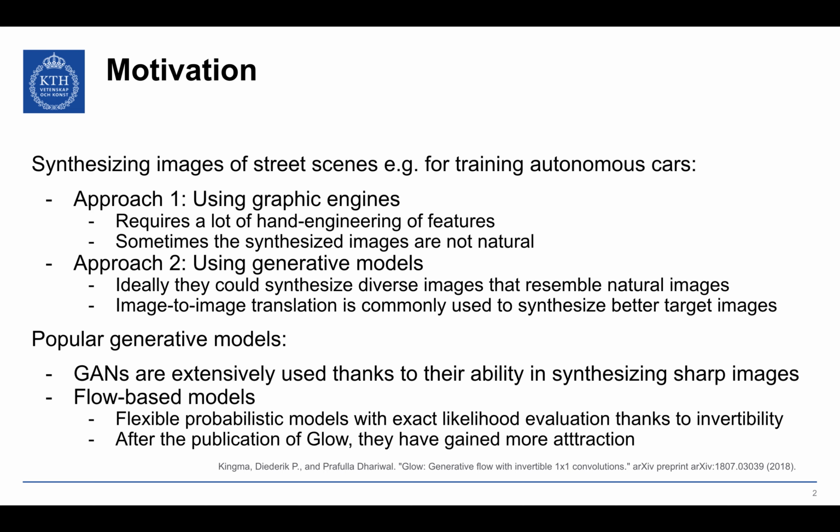And GANs are one of the types of generative models which are extensively used thanks to their ability in synthesizing sharp images. Flow-based models, which are invertible probabilistic models with the interesting property of exact likelihood evaluation, have recently gained more attention, especially after publication of GLOW, which was the first model that was able to generate images competitive against GANs.